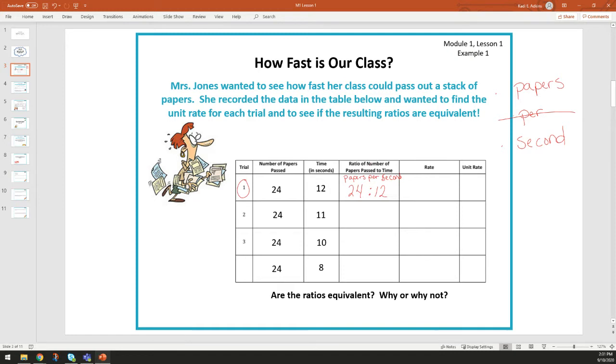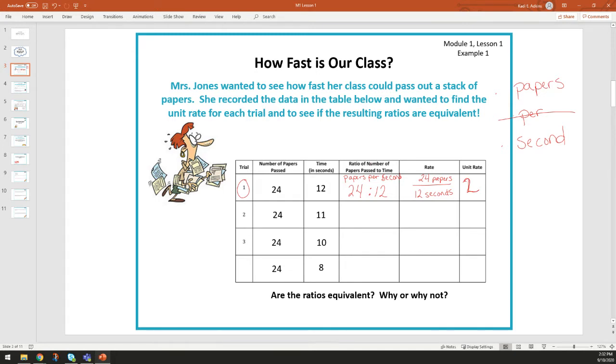And again, we're wanting to know what that rate is in order to find the unit rate. So that gives me 24 papers in 12 seconds. And how I'm going to solve that is I'm going to simplify that fraction, or I'm going to divide that fraction out. So 24 divided by 12 gives me 2 papers per second. So that gives me 2 papers per second there.